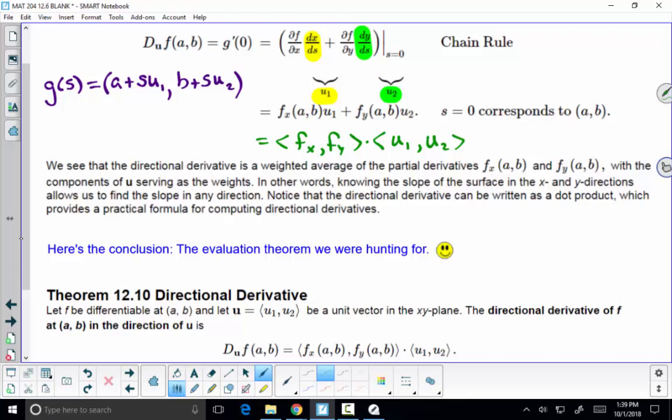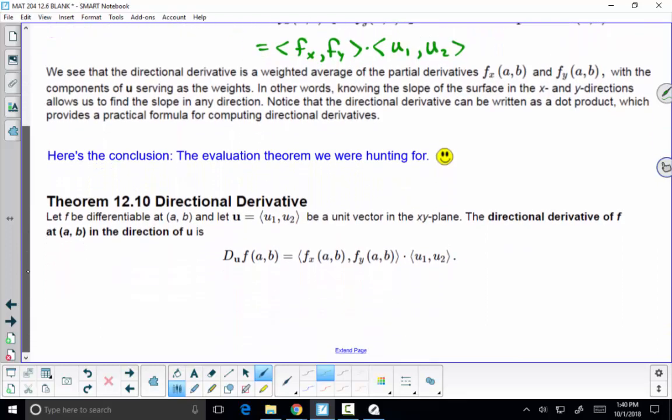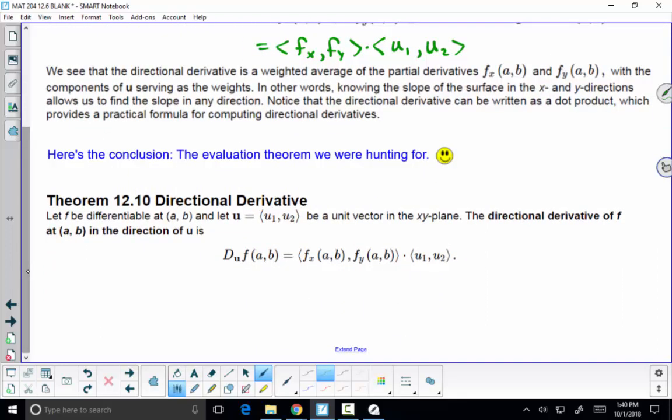So we can find all rates of change based on just f sub x and f sub y, and of course the direction that we're asking about. If we want to know the rate of change in that direction, all we have to know are f sub x and f sub y, and then we create a unit vector pointing in that direction, dot them together, and we get that rate of change. They call it a weighted average of the partial derivatives.